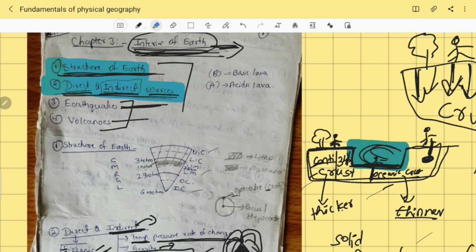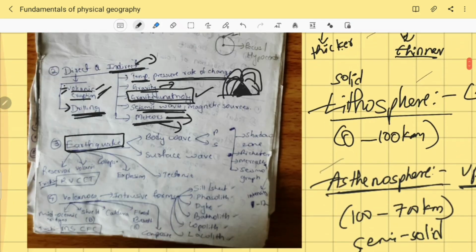Okay, now let's move to an important topic, that is earthquake. Most people find the earthquake and volcano topic difficult because we are not clear with our basics. So what I am going to do is first cover the basics, and then once we are clear with our basics, we will go to the depth of earthquake and volcano. Okay, so now let's start with earthquakes.